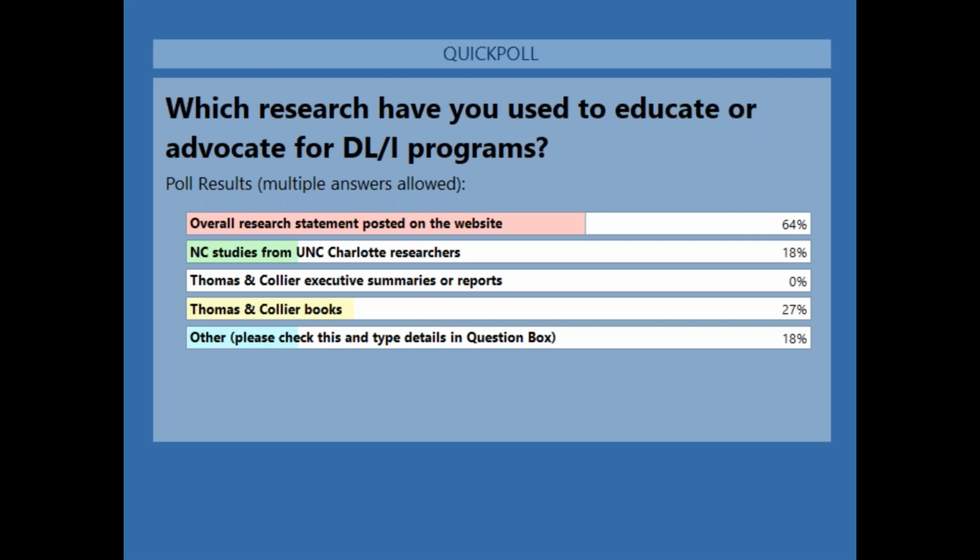They're sort of a quick summary. And when I've heard about them being used by people, often it's with policymakers or decision makers when it comes to either starting a DLI program or expanding one. So that might be something to think about as a resource that so far is untapped, at least in our group this afternoon.